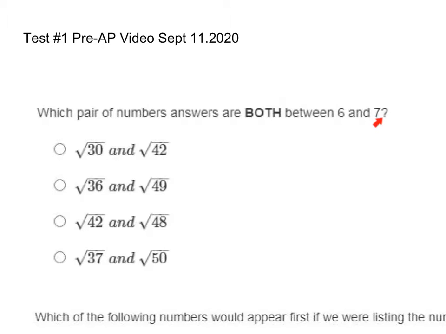Well, one thing you can do is you can think of, well, 6 squared is 36, and 7 squared is 49, because the square root of those are the square root parts. So if you look at the answer choices, you can look for which ones are between 36 and 49. That's one option. Or with your calculator, you can sit there and find the square root of each.